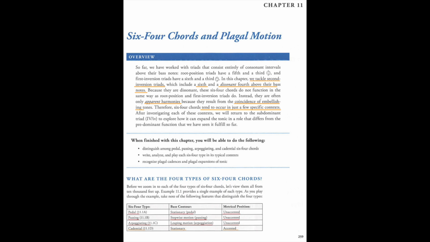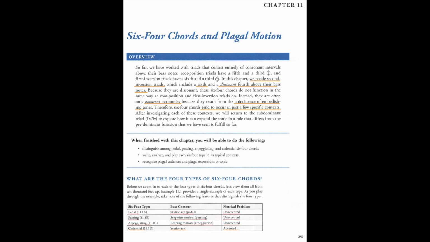Now because they are dissonant, these 6/4 chords do not function in the same way as a root position or a first inversion triad. Instead, they are often only what we call apparent harmonies because they result from the coincidence of embellishing tones. Laitz says, therefore, the 6/4 chords tend to occur only in a few specific contexts, which we are going to discuss below.